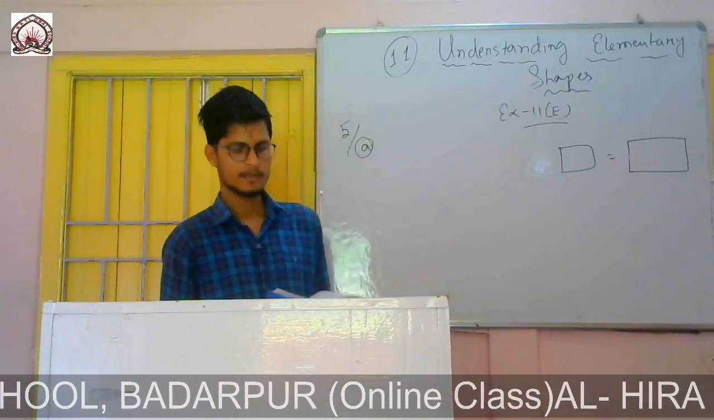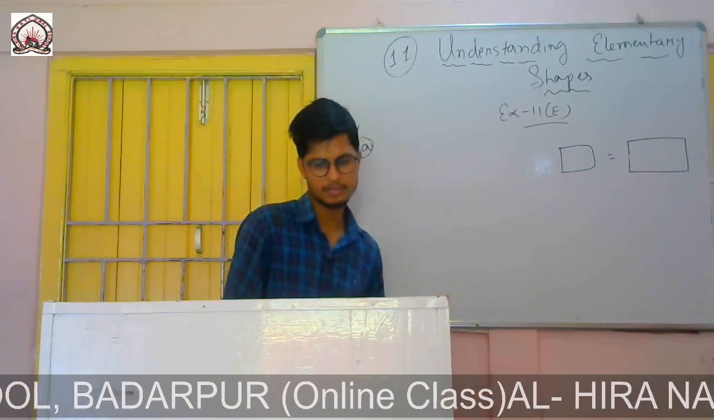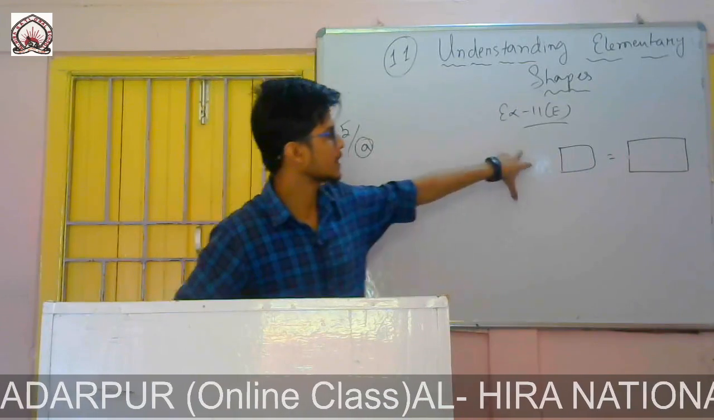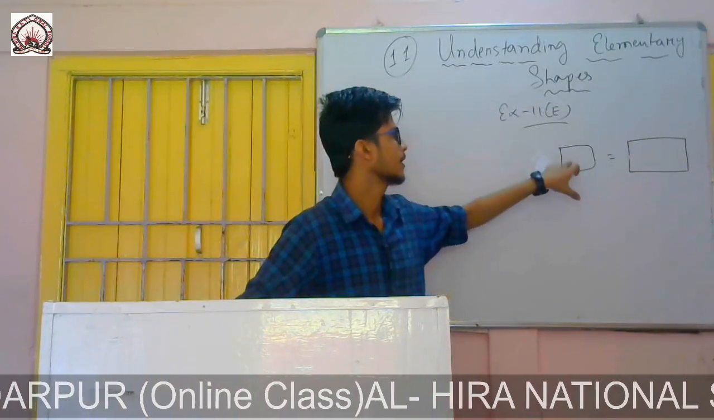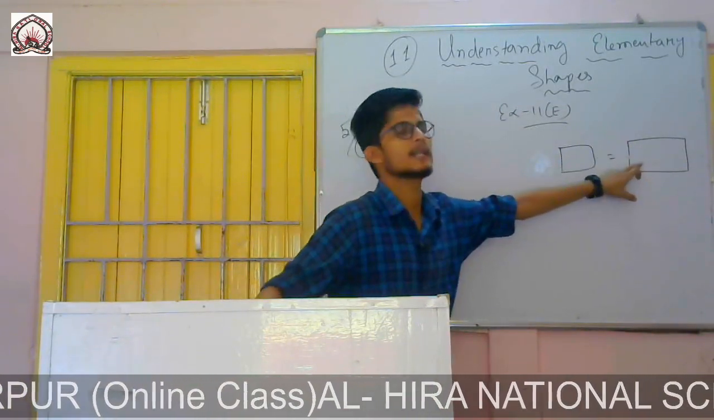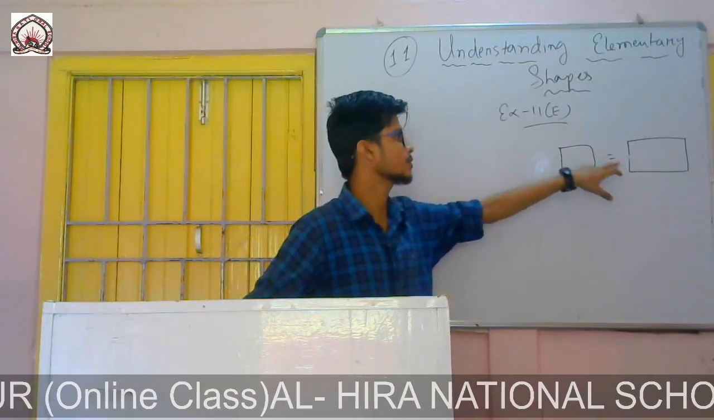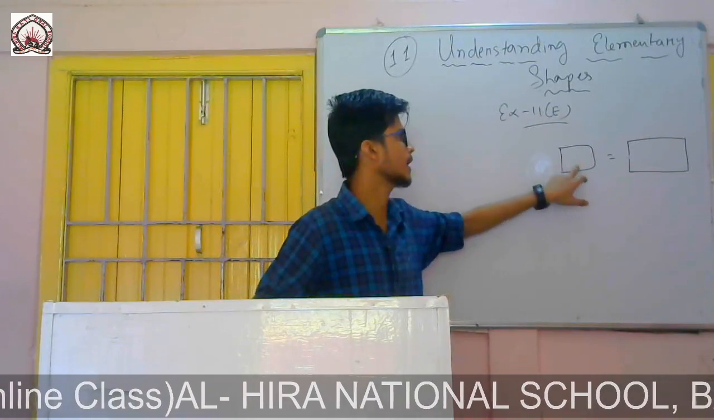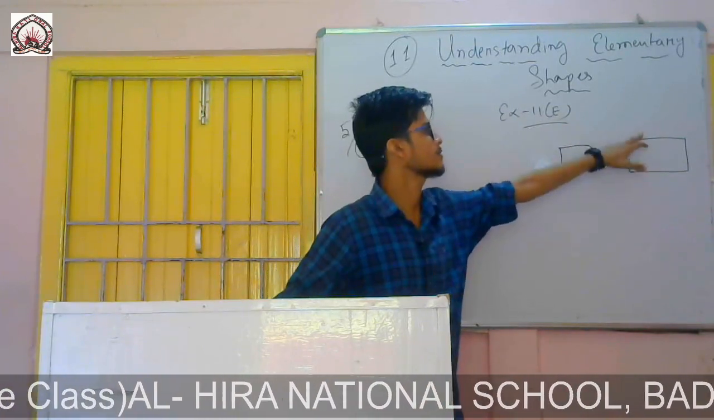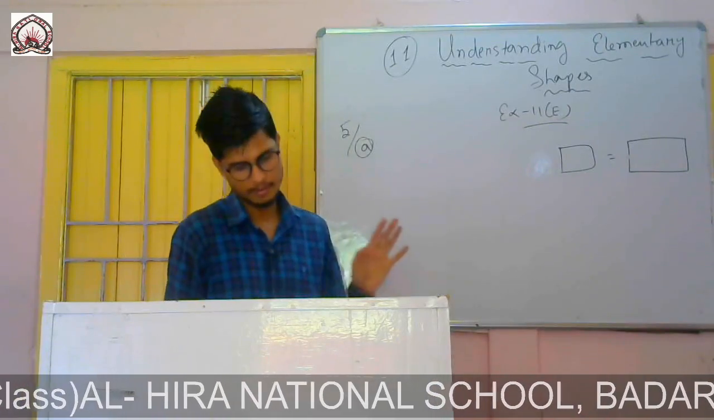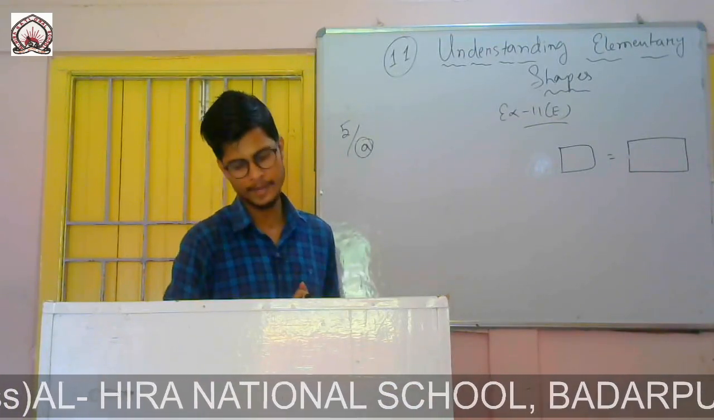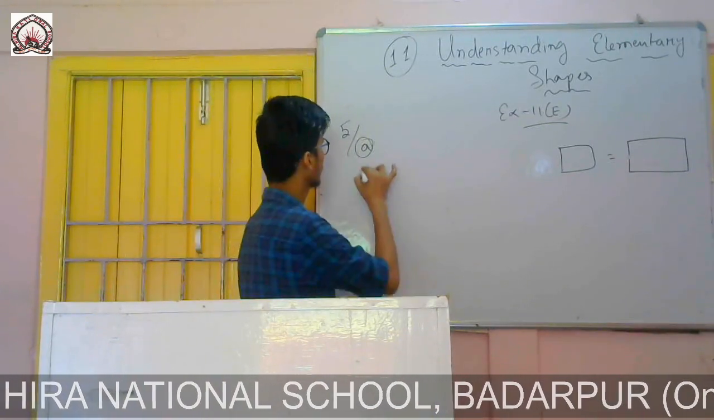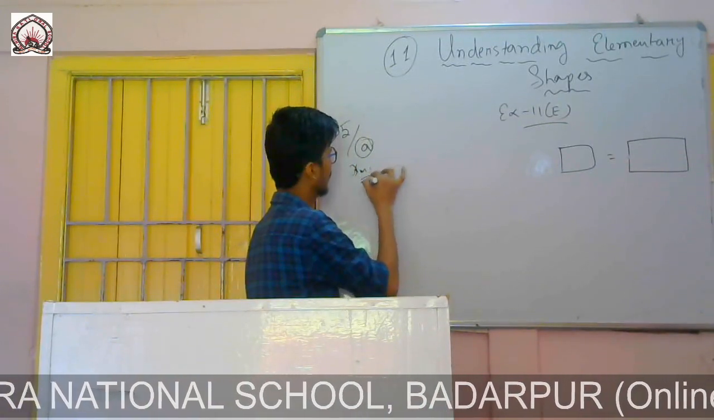Yes, a square has all the properties of a rectangle. The angle is 90 degree in case of square also, in case of rectangle also. Opposite sides are parallel to one another. In case of square also, opposite sides are parallel. In case of rectangle also, opposite sides are parallel. So it fulfills the basic criteria of a rectangle. So we'll write the answer.